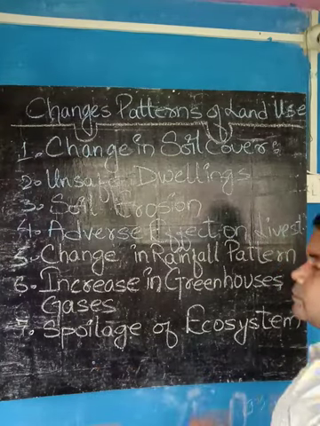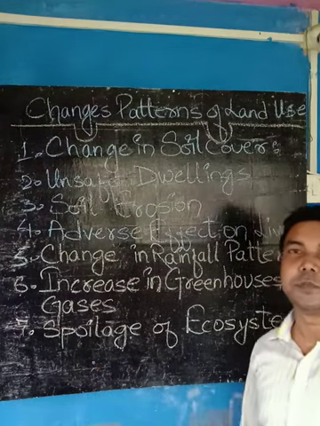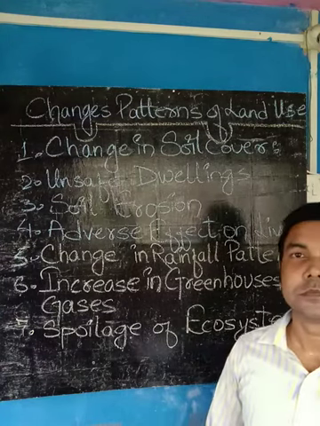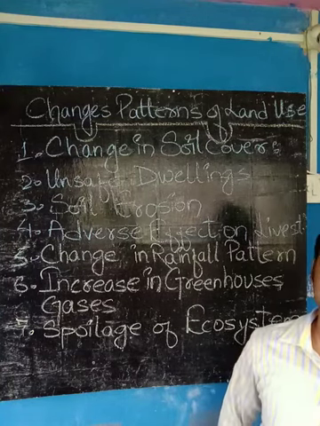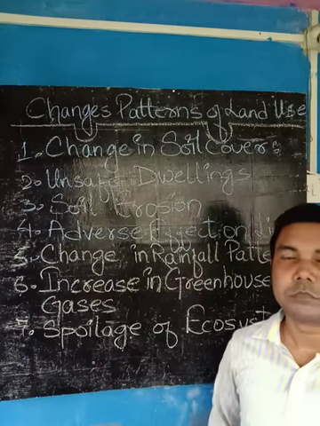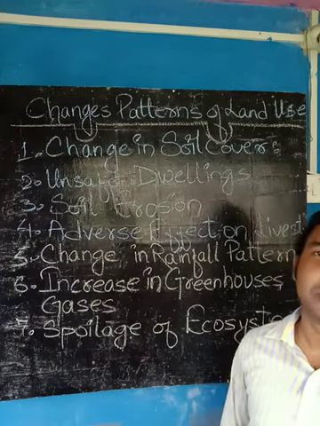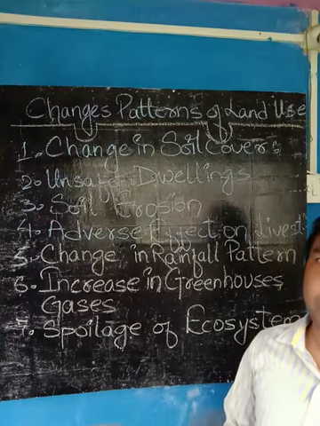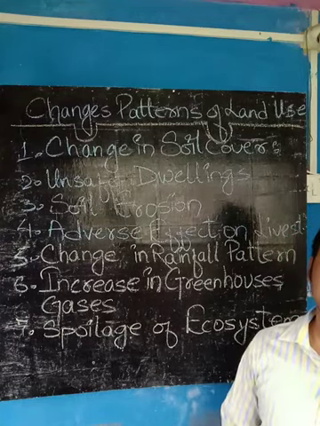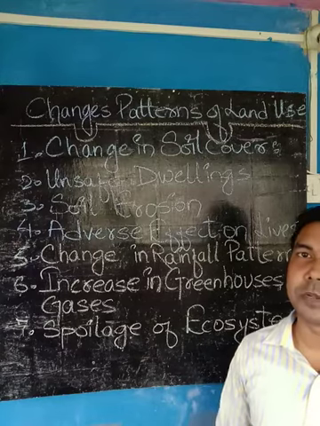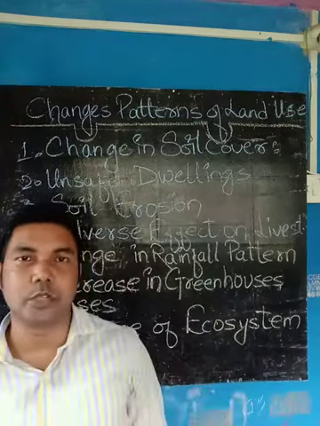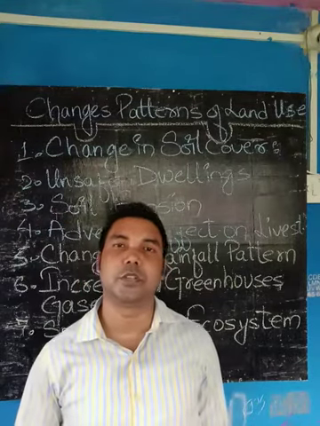Spoilage of ecosystem. The full ecosystem is being spoiled. The animal life, the plant life, the human life, all are getting hampered because of the changing pattern of land use. Everybody is facing a huge problem, and in the near future, of course, there will be a huge problem if presently it is not checked.